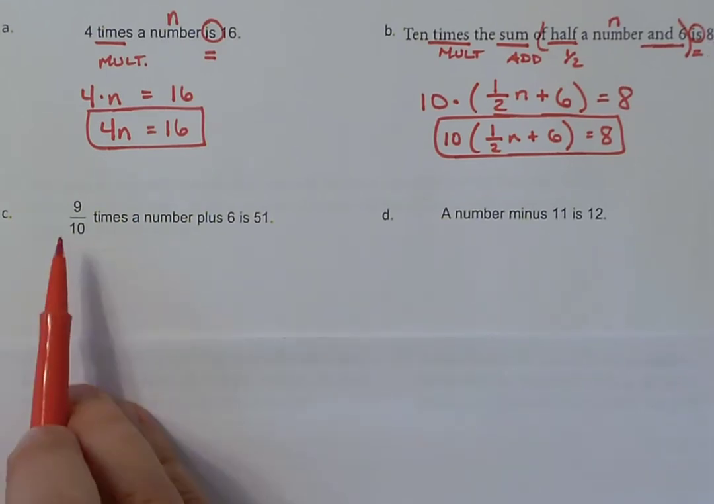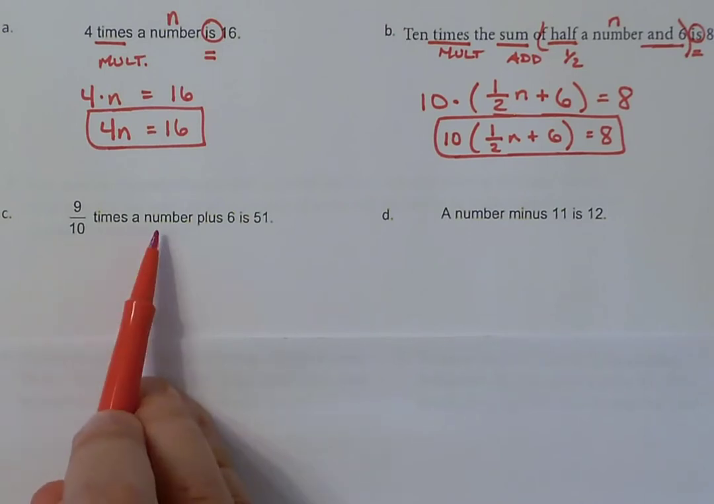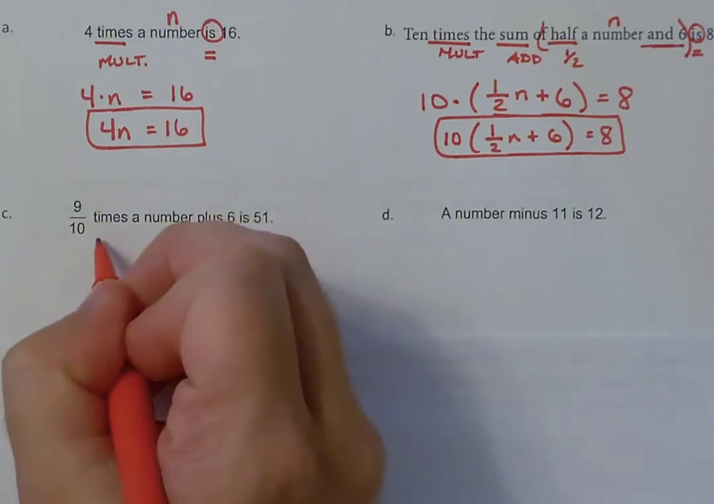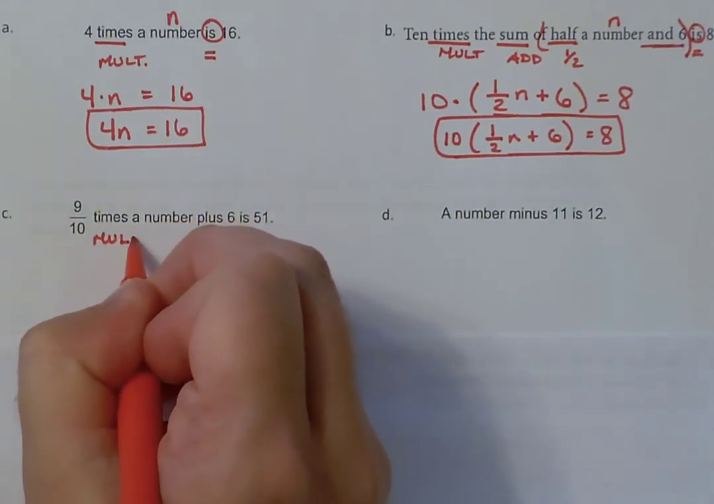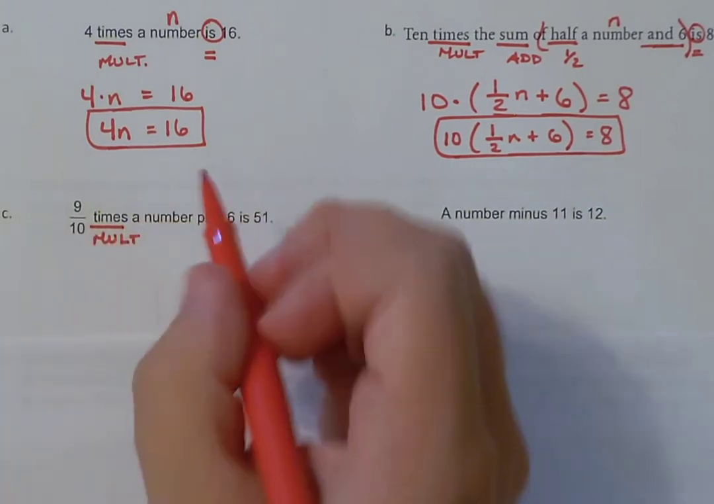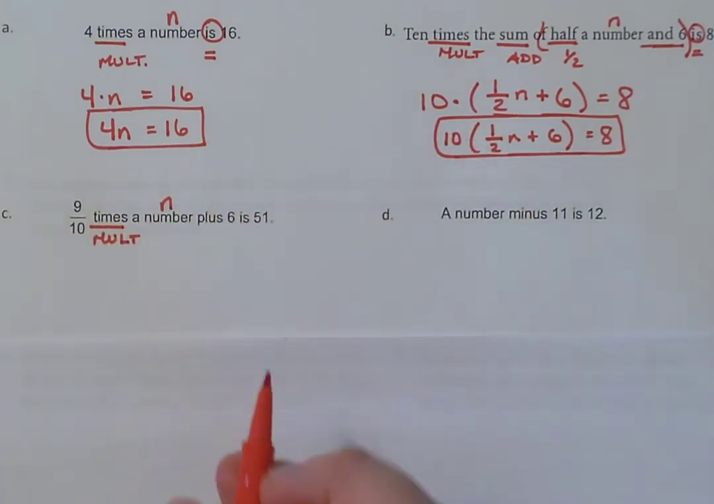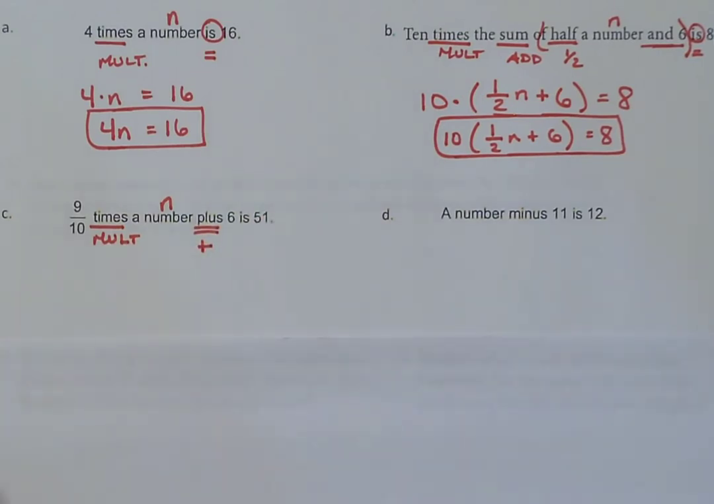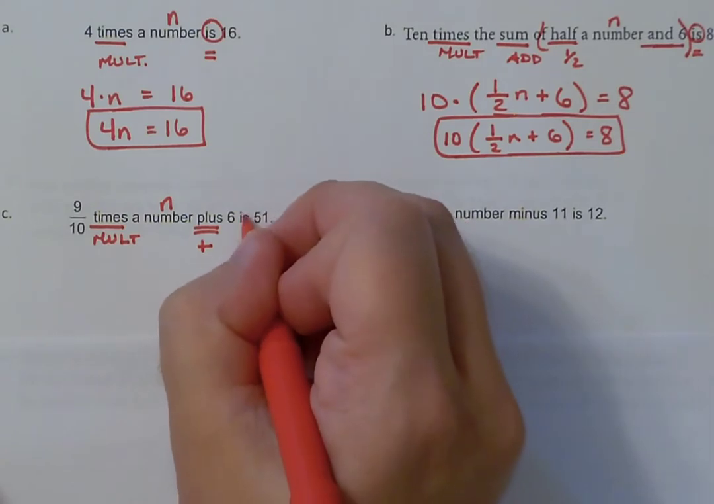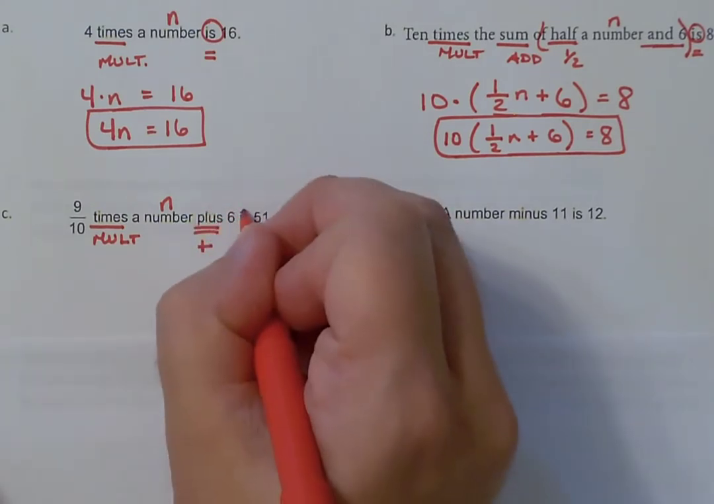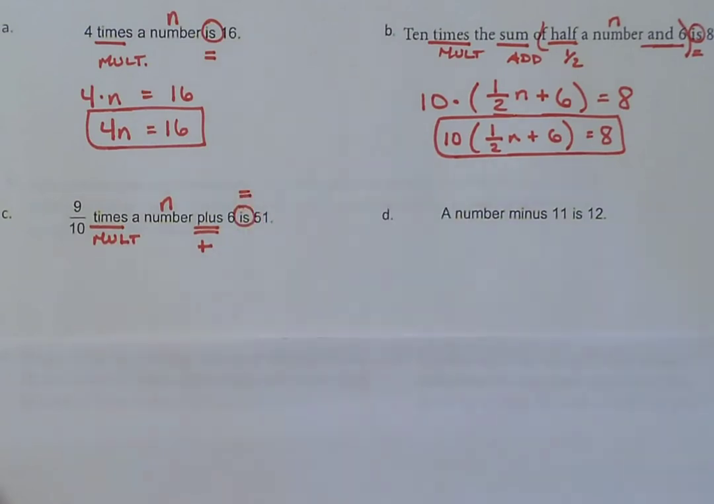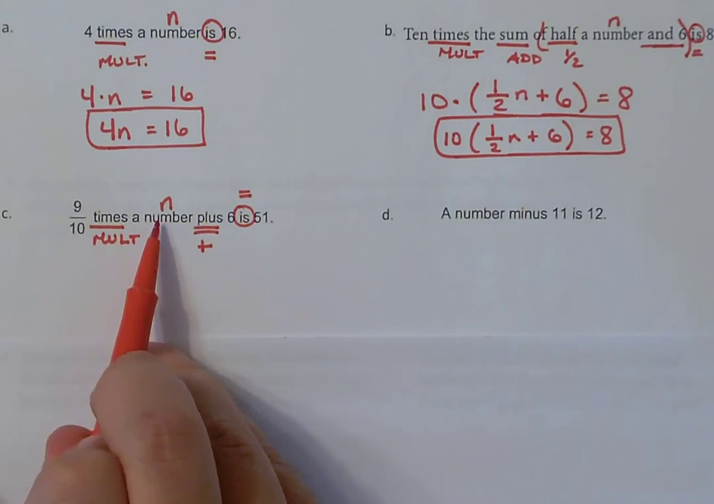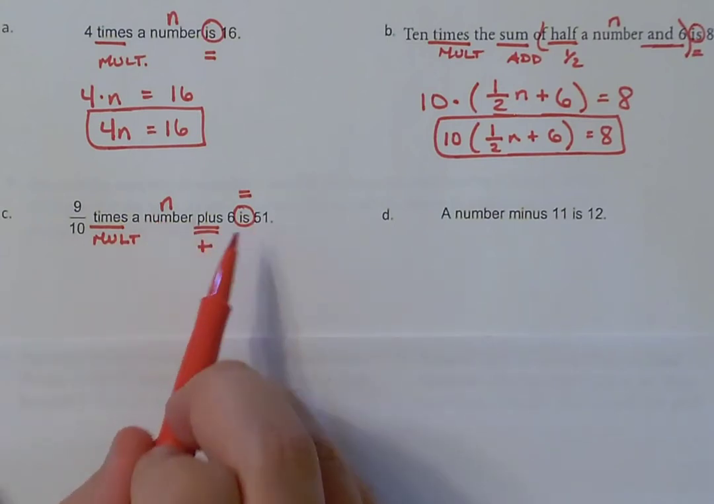Alright, for part C, we have 9/10 times a number plus 6 is 51. So this times is going to represent multiplication. Number is going to be n. Plus, well, it's going to be addition. And then the phrase is going to represent our equal. So 9/10 times a number plus 6 is 51.